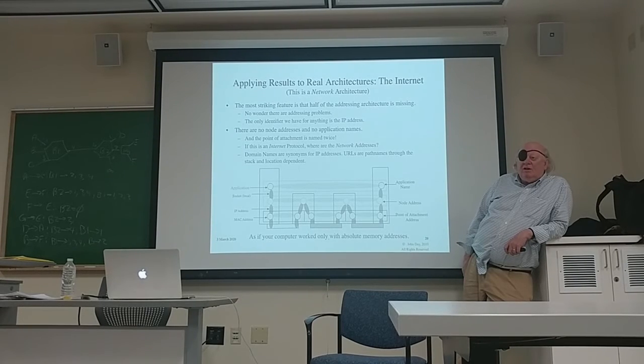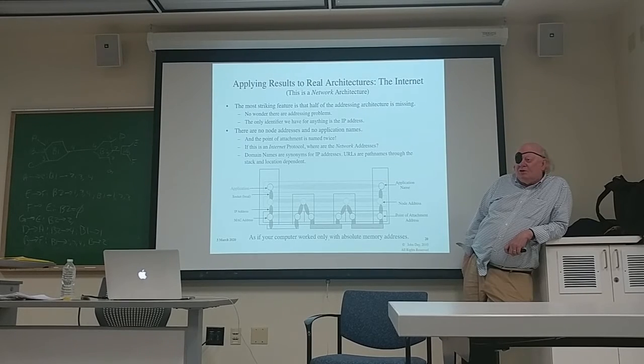Basically, this is like having your computer only work with absolute memory addresses. This is how the internet works. It's like a computer with no virtual memory or application.